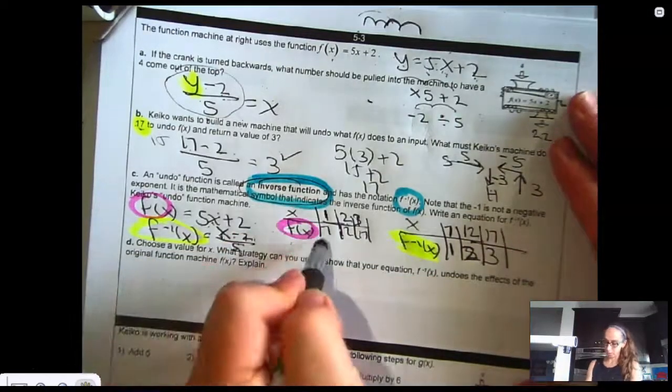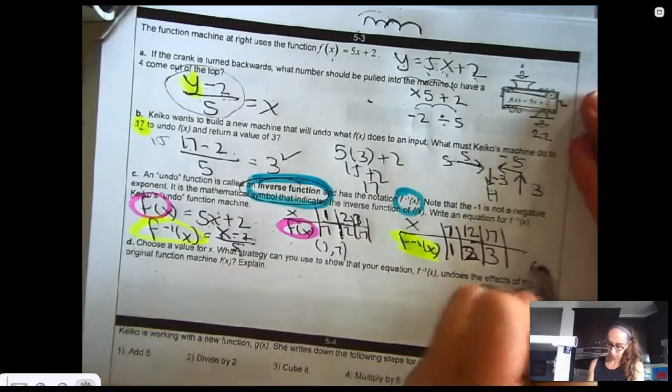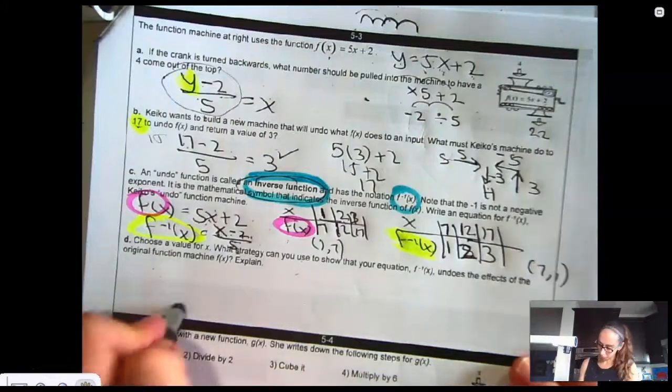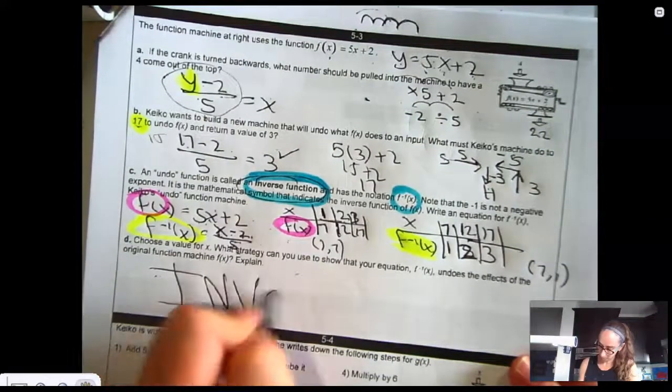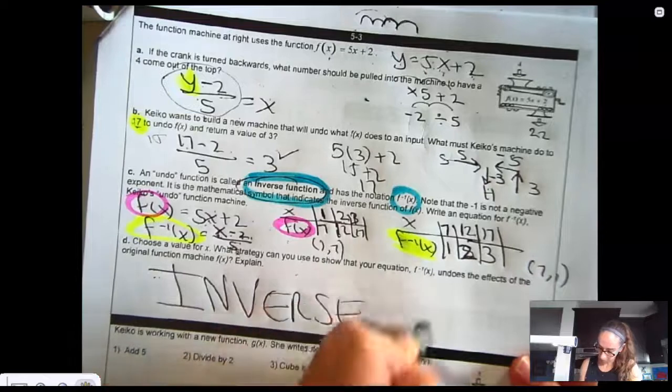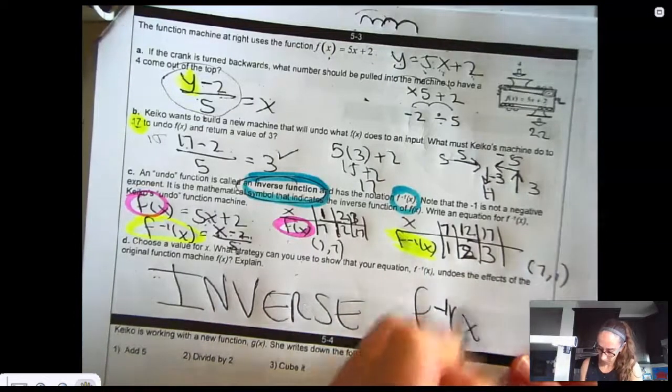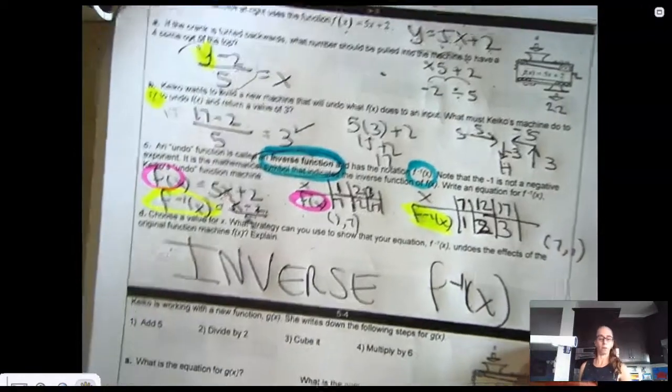Look at this. This is 1, 7. This is 7, 1. They are inverses of each other. So the idea is inverse. And the idea is that anytime we see inverse, we do f of negative 1 like that.